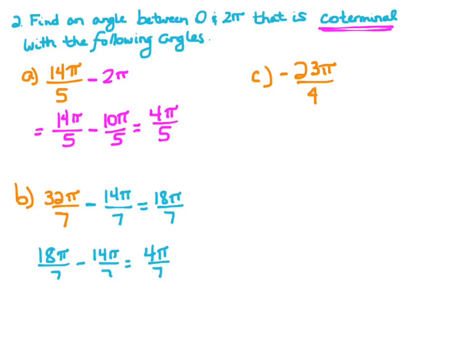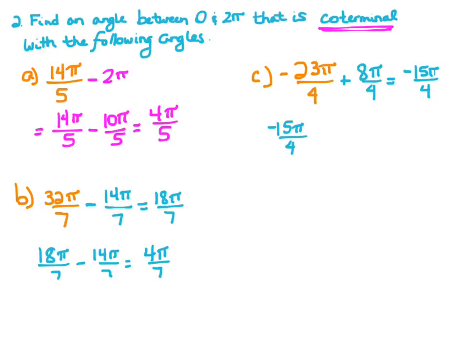All right, now part C, negative 23 pi over 4. This is a negative angle, and so I'm looking for something between 0 and 2 pi. So I'm going to add 2 pi. And since my denominator is 4, that means I'm going to add 8 pi over 4. So if I do that, negative 23 pi over 4 plus 8 pi over 4 would be negative 15 pi over 4. And so we're not yet positive again.